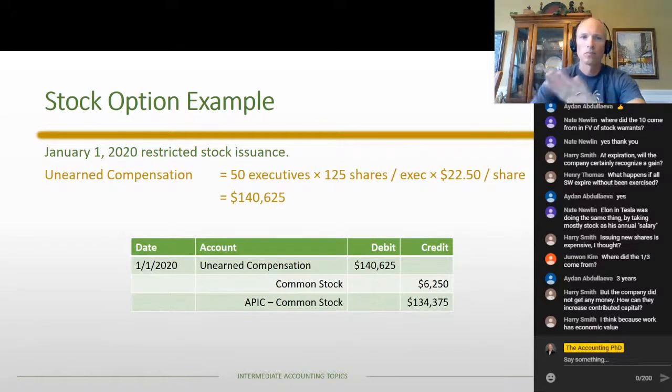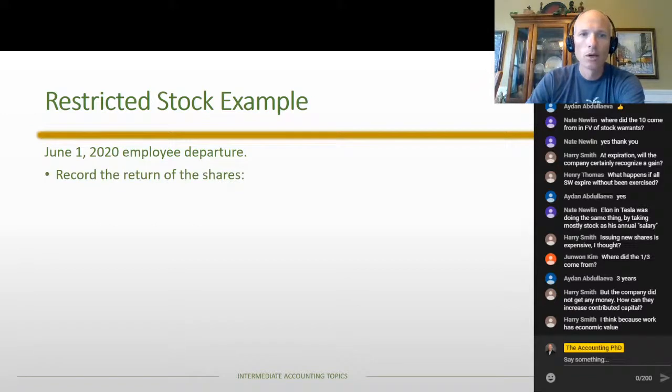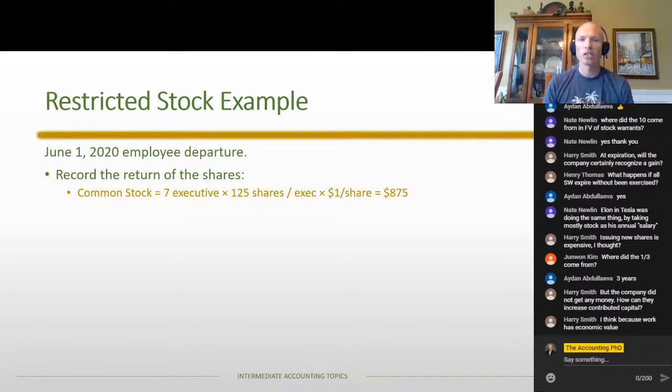Okay, so we've issued the shares. We have this temporary equity account. Now as we move forward, some employees leave. First of all, when that employee leaves, the shares are going to be returned to the company. So those 7 executives leave, they have to return the shares. They'll come back out of the trust, back into the company.